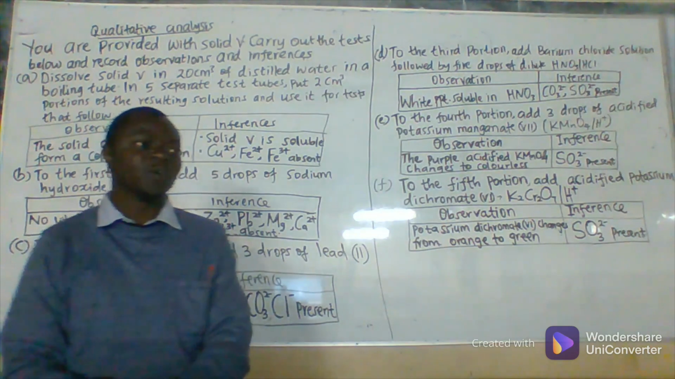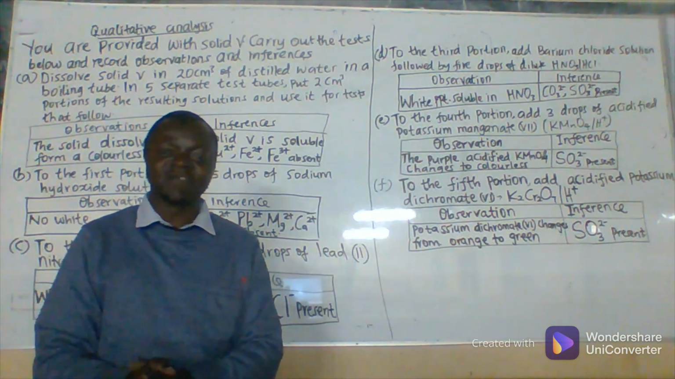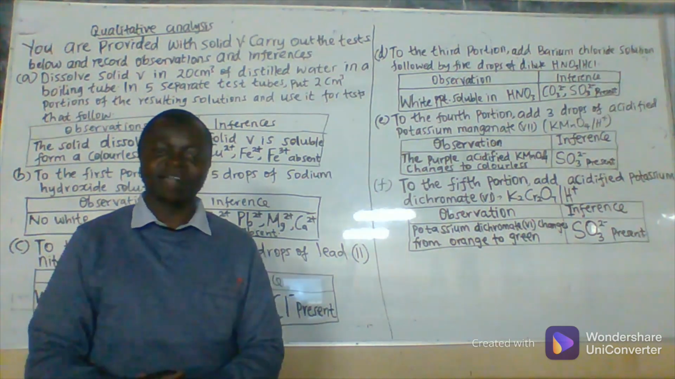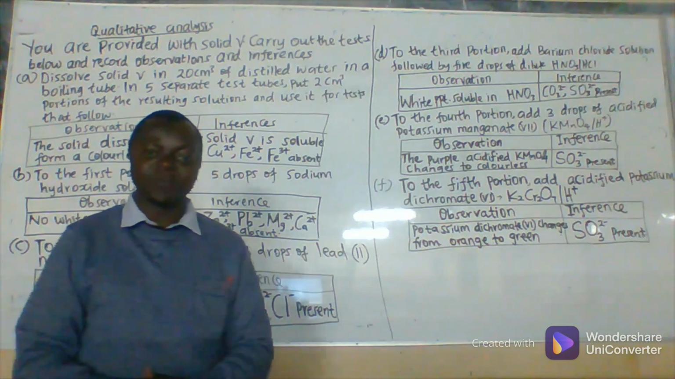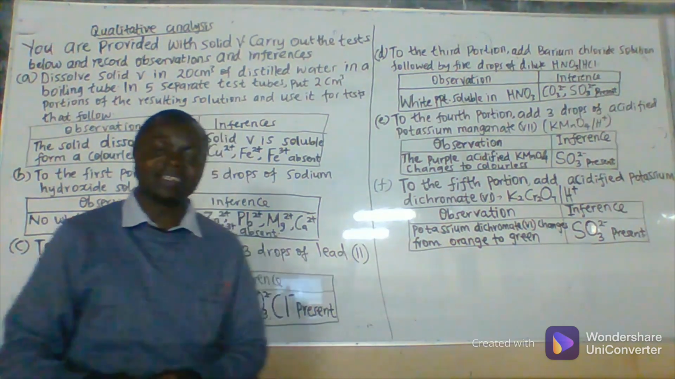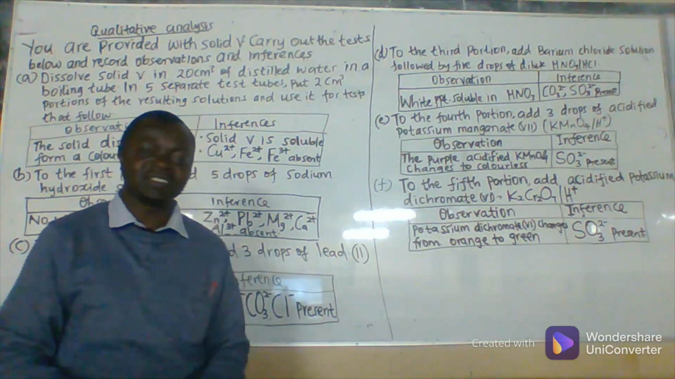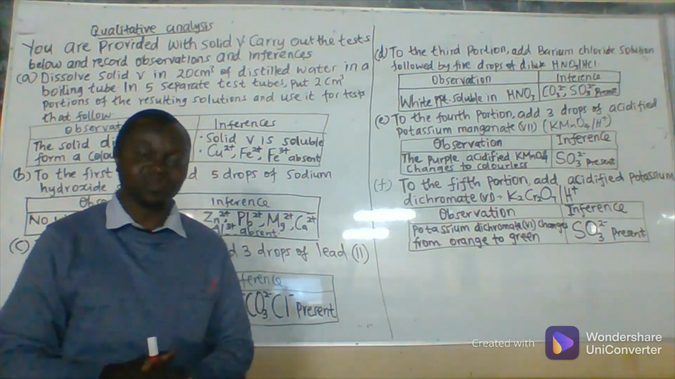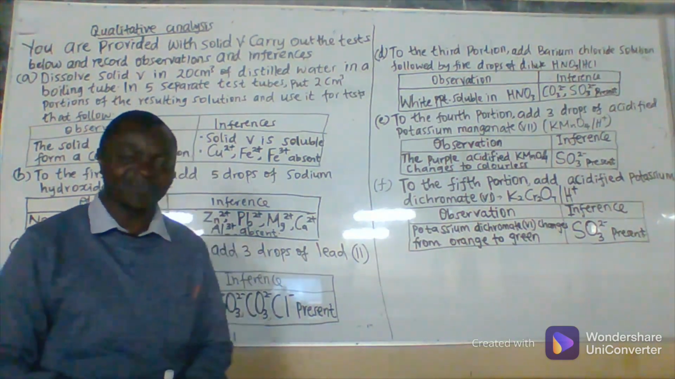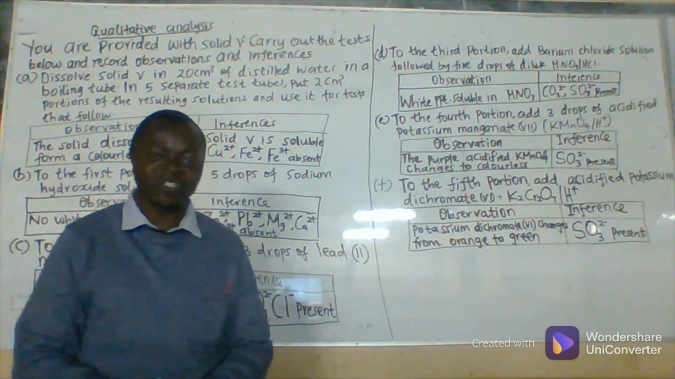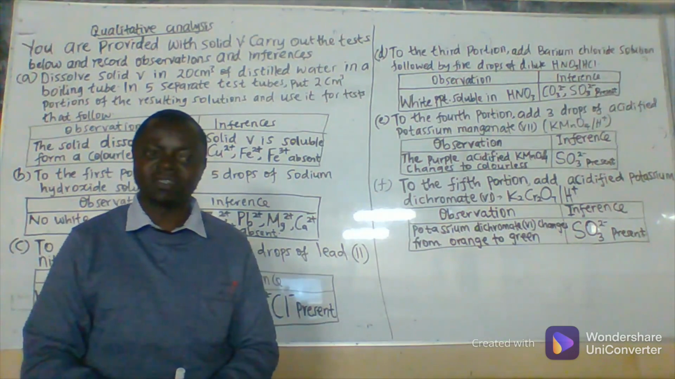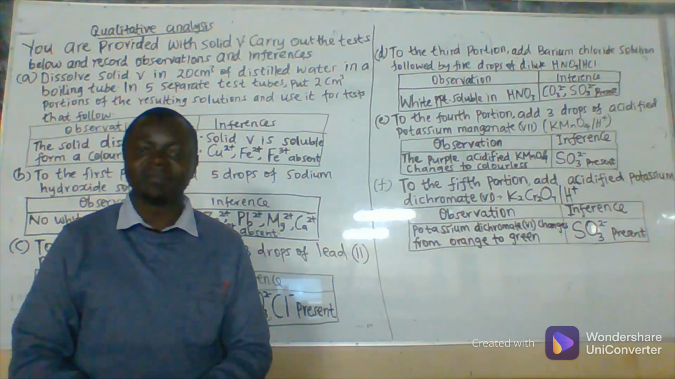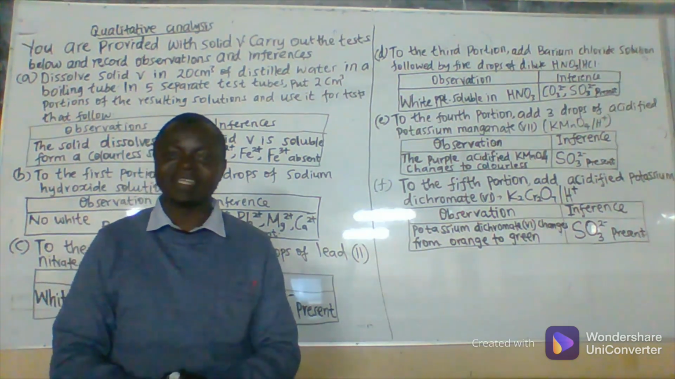Now today I want to take you through qualitative analysis, which is normally tested in chemistry practical, that is chemistry paper 3. Qualitative analysis is an analytical technique that aims at the determination and identification of substances. It's divided into two: the tests for anions and cations, and tests for functional groups. Today, my presentation is mainly going to be focused on the tests for cations and anions.